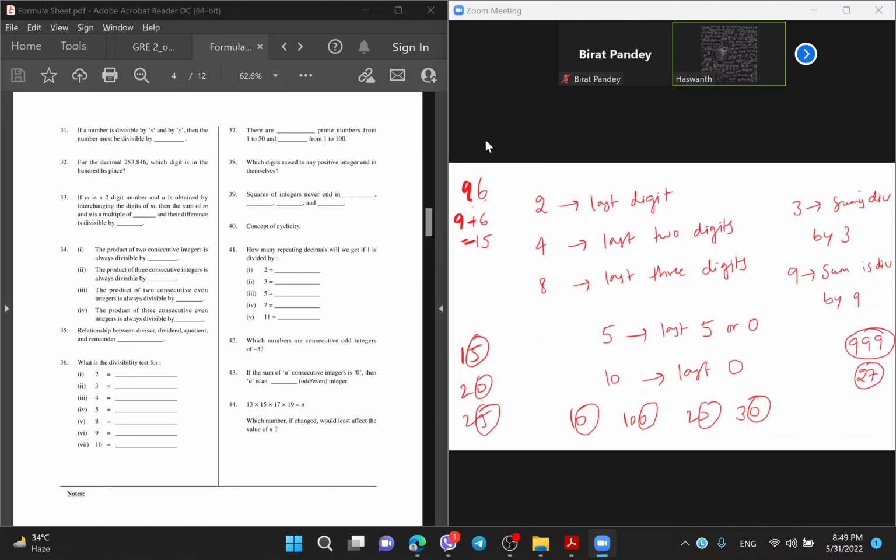A number is said to be divisible by 2 if its last digit is divisible by 2. For example, 12, 24, 36. Take these last digits. If it is divisible by 2, or in other words, if it is even, we say that number will be divisible by 2.